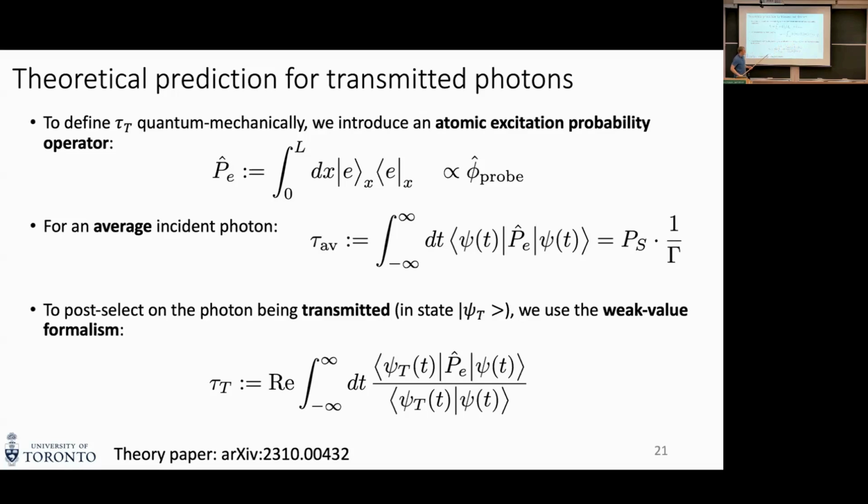And I should mention that because this is not an expectation value, this quantity is not constrained to lie, for example, within the eigenvalue spectrum of this operator. So you can get a negative number, you can get a complex number. So in general, we have to take the real part of this. The real part is going to correspond to the time that a transmitted photon spends as an atomic excitation.